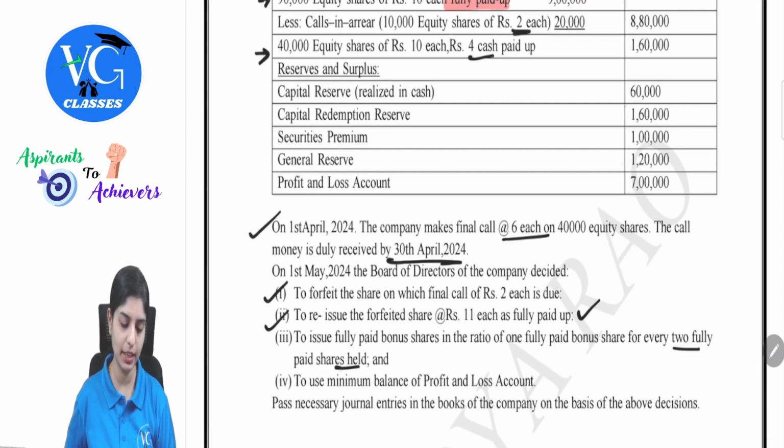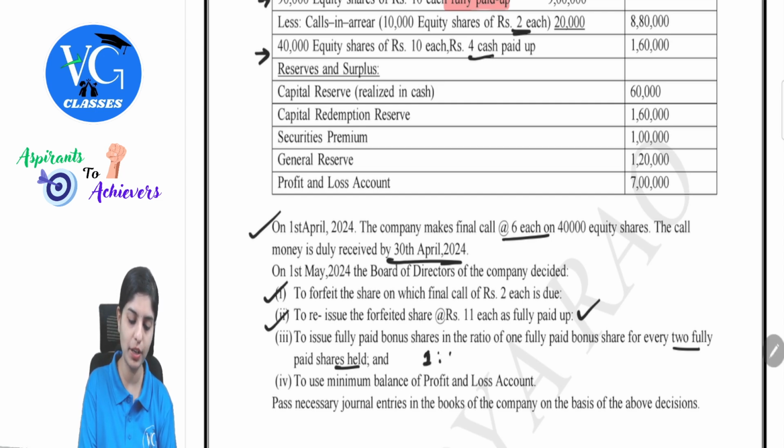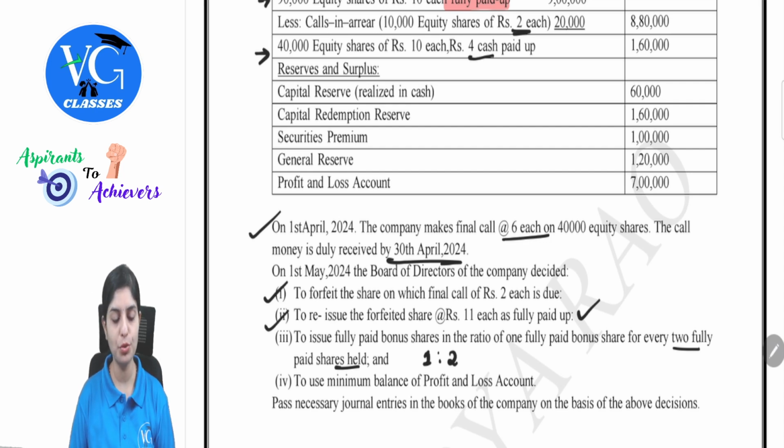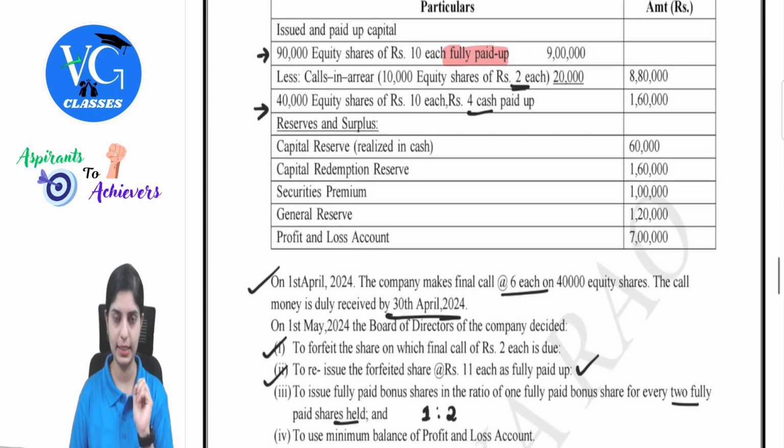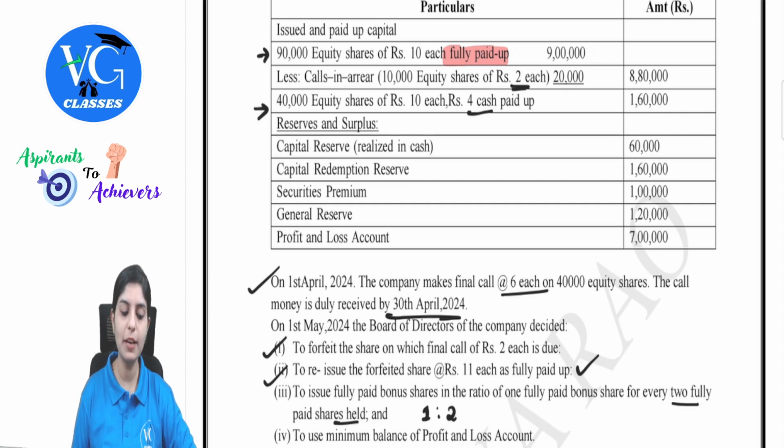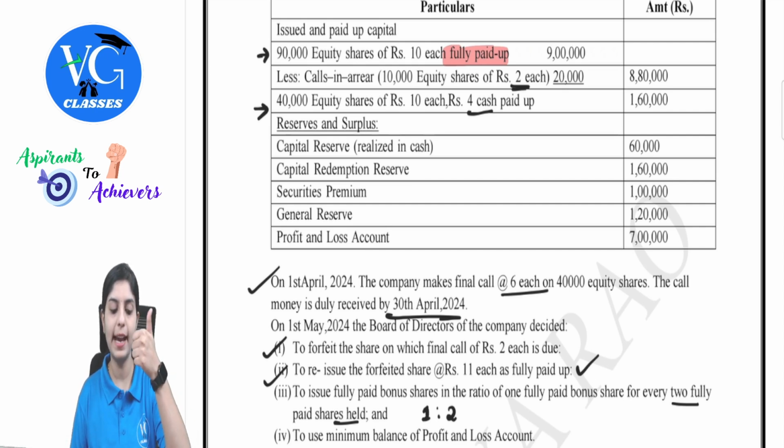After this, there is a bonus given to issue fully paid bonus shares in the ratio of one fully paid bonus share for every two fully paid shares held. That means the bonus ratio is 1:2. Now, the important point you're supposed to consider is what is the total number of existing shares. Observe carefully. There is 90,000 equity shares. And then 10,000 shares was cancelled. Later, if you observe, those 10,000 shares was additionally reissued. Yes or no? So further, again, 40,000 shares is also there. So totally, there is 1 lakh shares at 10 rupees and 40,000 shares at 10 rupees. I hope you all understood.